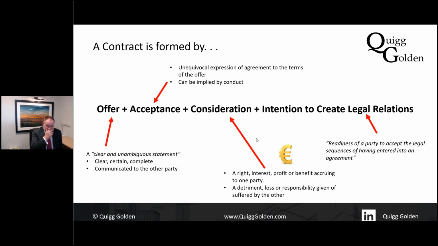But generally speaking, in construction, it's not an issue. And equally, an intention to create legal relations.